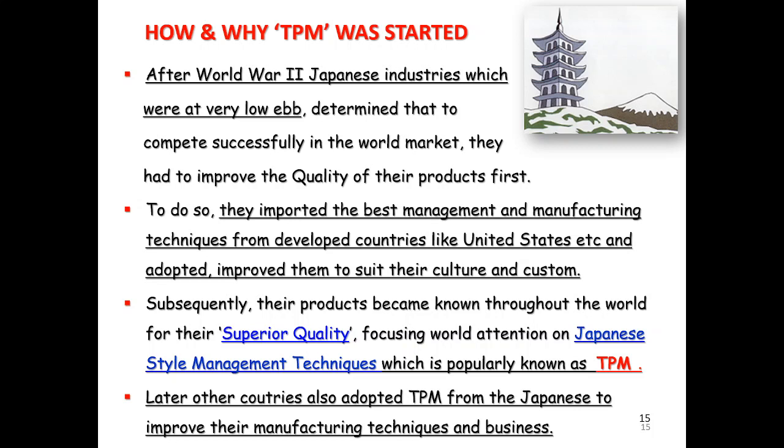Subsequently, their products became known throughout the world for their superior quality, focusing world attention on the Japanese style of management techniques, popularly known as TPM till date. After that, seeing the fast and robust growth of Japan in a short time, the Western countries were puzzled and very much surprised. They wanted to know what was the secret behind this. They found later that TPM was the secret. They studied TPM and adopted it to improve the manufacturing techniques in their organization, improved the quality, and made more profits.